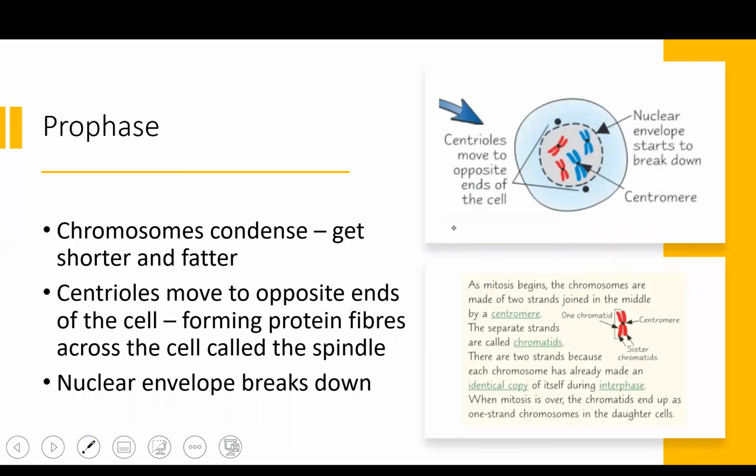Prophase, our chromosomes condense, they get shorter and they get fatter. Centrioles, which are bundles of protein, form and move to opposite ends of the cell. And when they do this, they form protein fibers across the cell, which we call the spindle. And the nuclear envelope starts to break down.